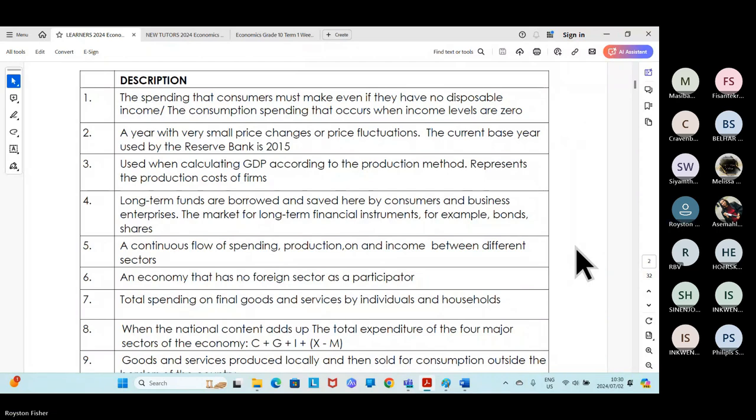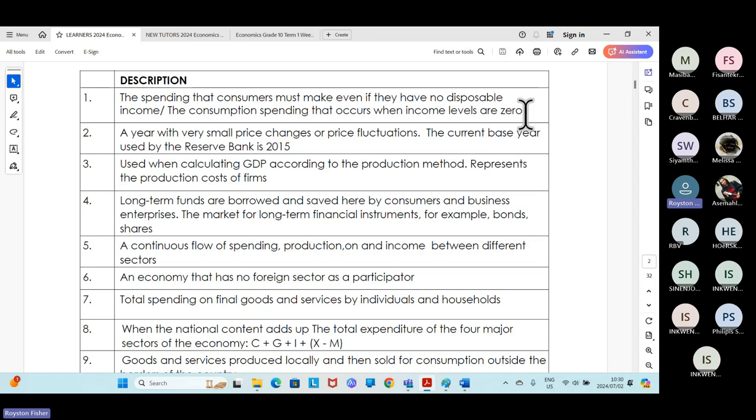So this concept has to do with autonomous consumption, or is known as autonomous consumption, because even though you do not have any disposable income available, you will still have to spend. So what is disposable income? Disposable income is basically the money that you have left over after all your bills are paid. So then you will still spend automatically at the end of the day.